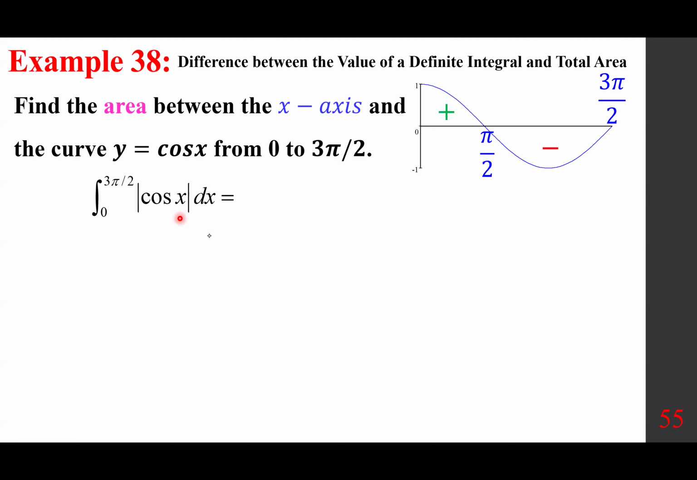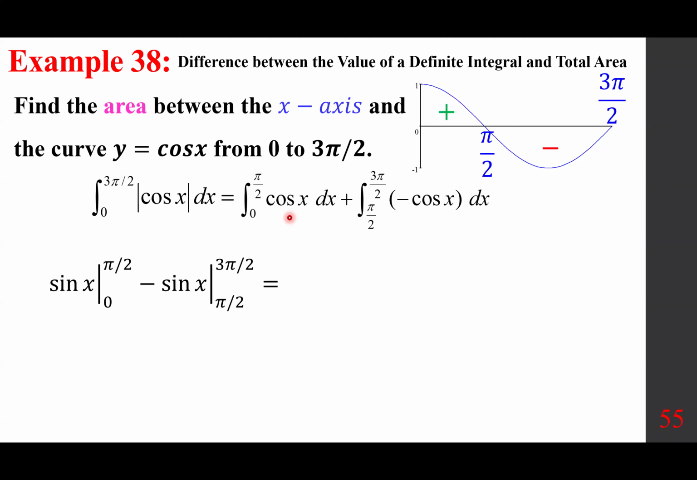Because it's positive here, just cosine x. Because it's negative here, minus cosine x. So from 0 to pi over 2 cosine x, from pi over 2 to 3 pi over 2, because it's negative, negative of that. That's the nature of absolute value. And each one is sine x. This is sine of pi over 2 minus 0. This is sine of 3 pi over 2 minus sine of pi over 2.